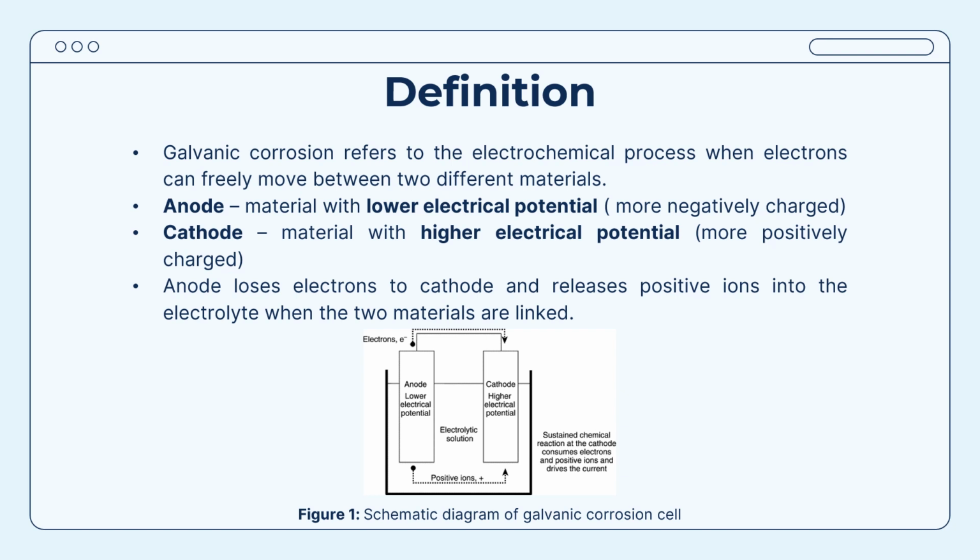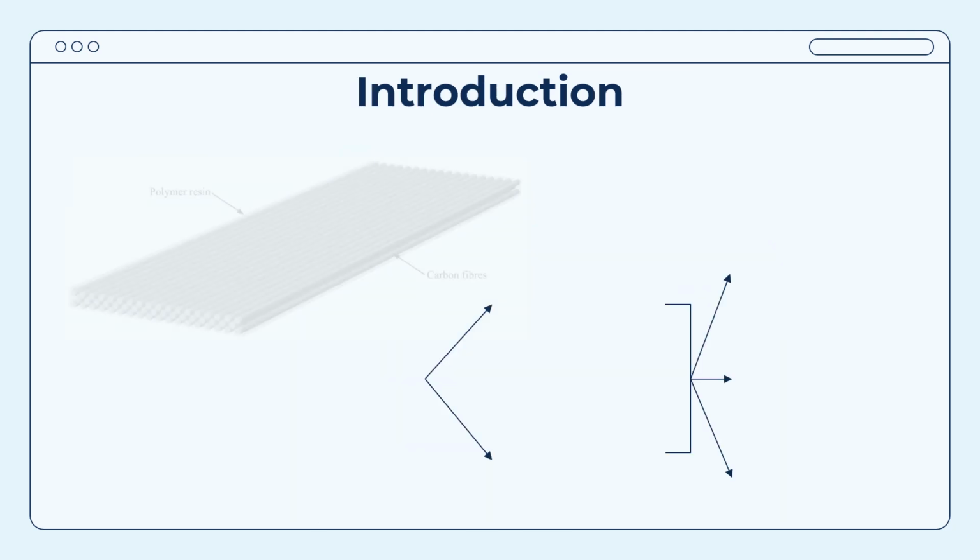The material with the lower electrical potential, which is more negatively charged, serves as the anode, and the substance with the higher electrical potential, which is more positively charged, serves as the cathode. The anode loses electrons to the cathode and releases positive ions into the electrolyte when the two materials are linked. Figure 1 shows the galvanic corrosion cell.